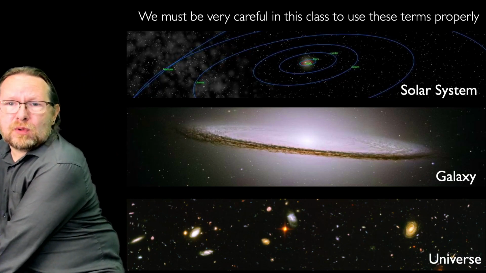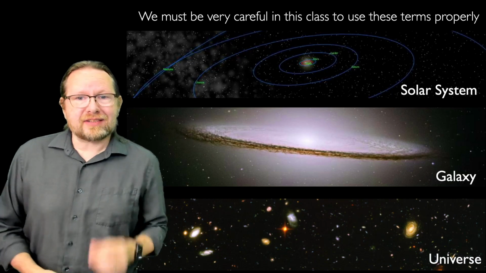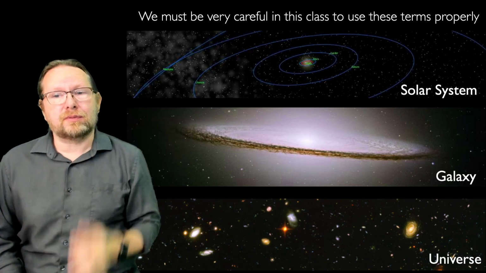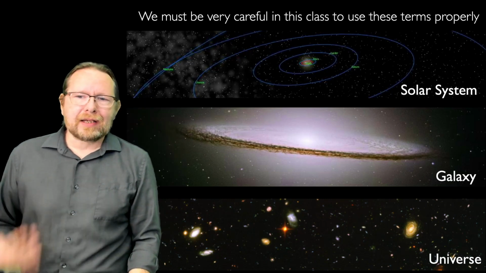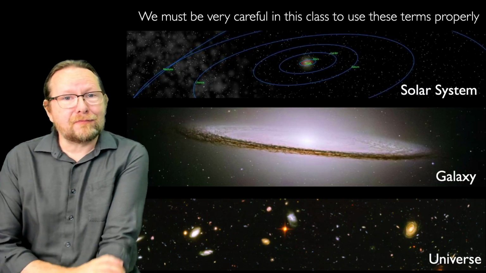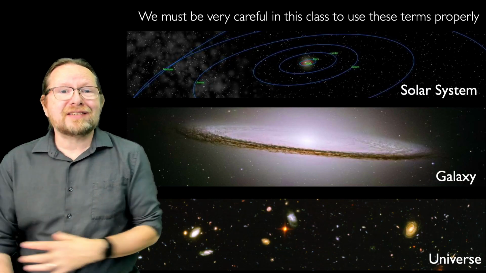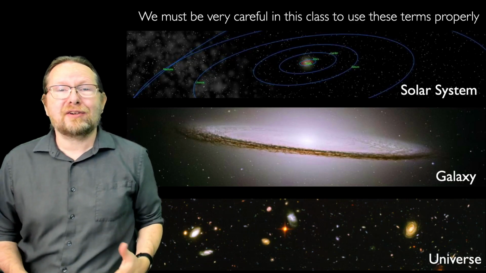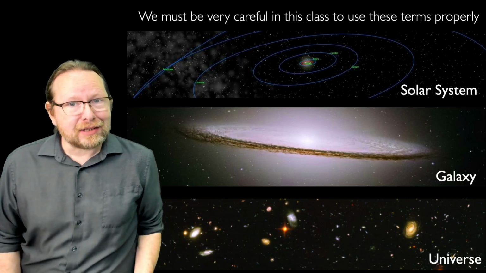One of the first things we want to make sure we are clear about is the distinction between these three terms: solar system, galaxy, and universe. We need to be very clear not to mix them up because they differ from one another by scales of millions, if not billions, in size. When we use the word universe or cosmos, we can use them interchangeably. We are talking about everything.